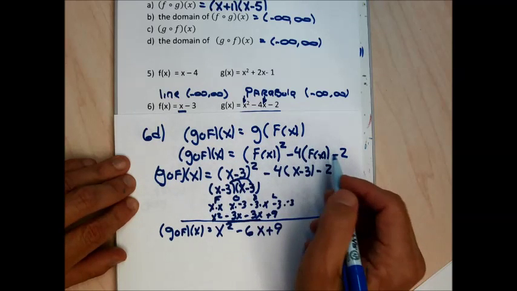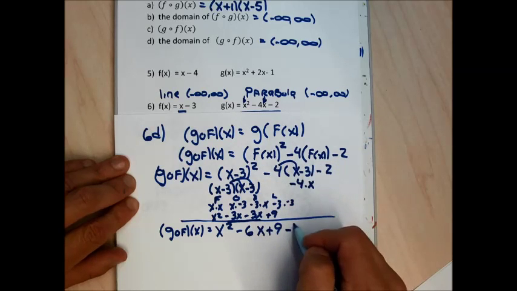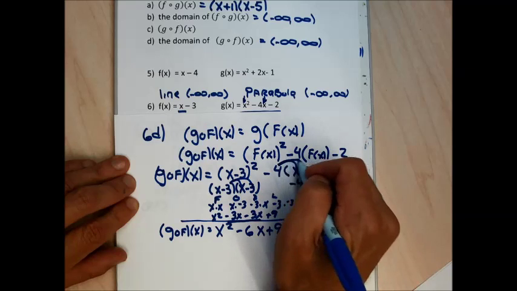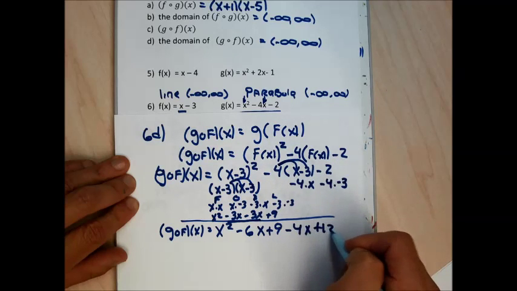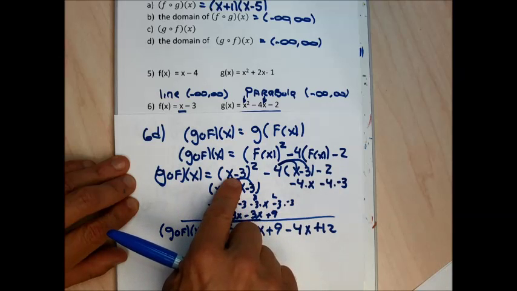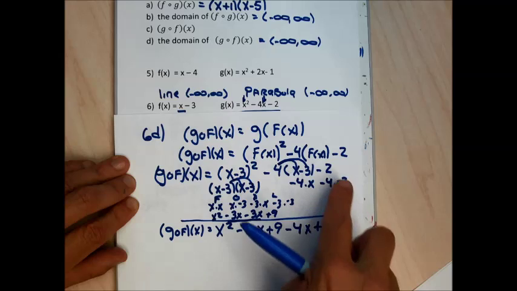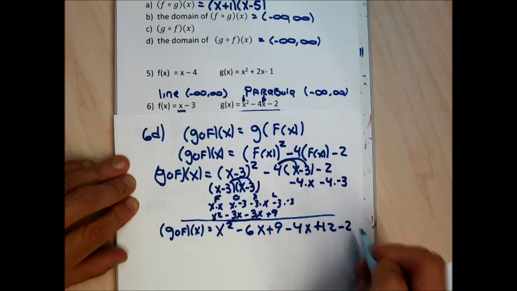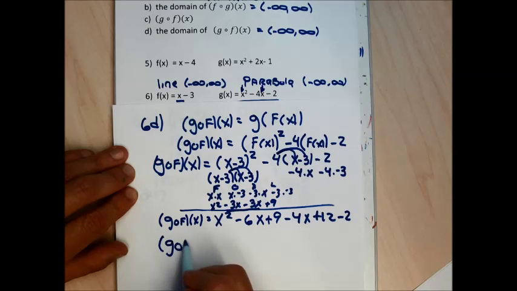To clear the second parentheses, I'm going to go minus 4 times x, which is going to be a minus 4x. And I'm going to go minus 4 times minus 3, and that's going to give me a plus 12. So I squared by foiling the first parentheses. I distributed the negative 4 through the second parentheses. I still have this minus 2. I almost have something that's suitable for an answer for g composed with f of x.